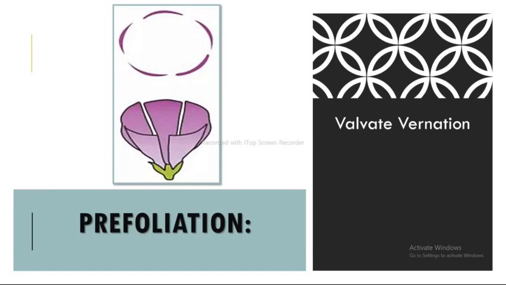So in simple words, you can see that the edges of the calyx and corolla are very close within a floral whorl but do not intersect with each other. And examples of valvate vernation are mustard, annona, and calotropis.